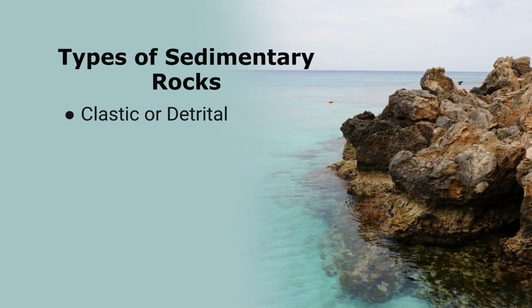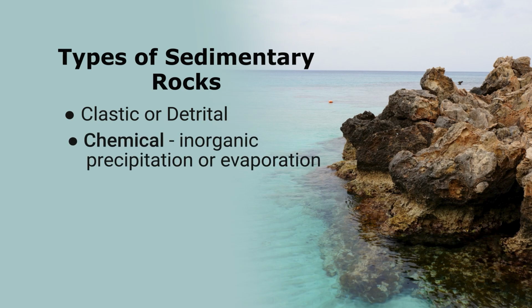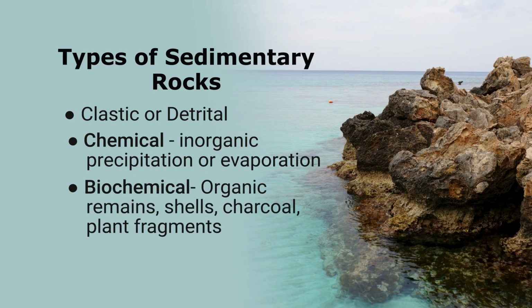There are basically two types of sedimentary rocks. You can classify them as clastic or detrital. Then the second one is chemical. In the chemical, you also have a classification which is biochemical. Clastic or detrital means made up of mechanical weathering. Chemical means there is some chemical precipitation, inorganic precipitation or evaporation. Biochemical means some life is involved: organic remains, shells, charcoal, plant fragments. These are the types of sedimentary rock.